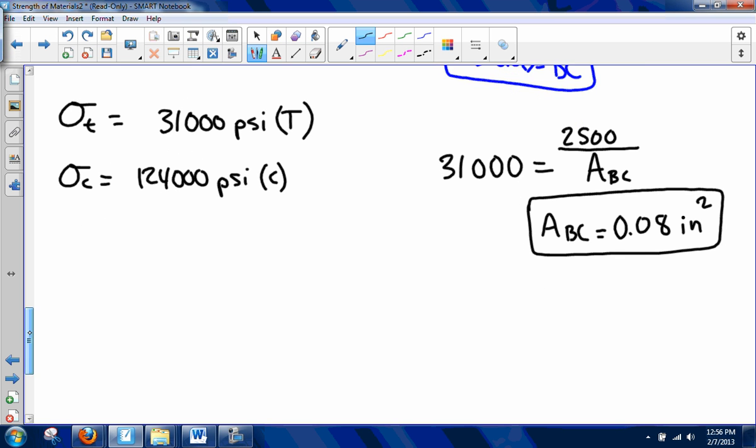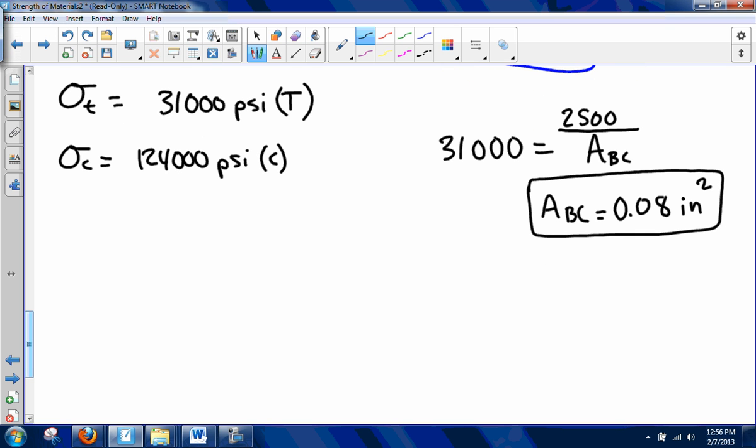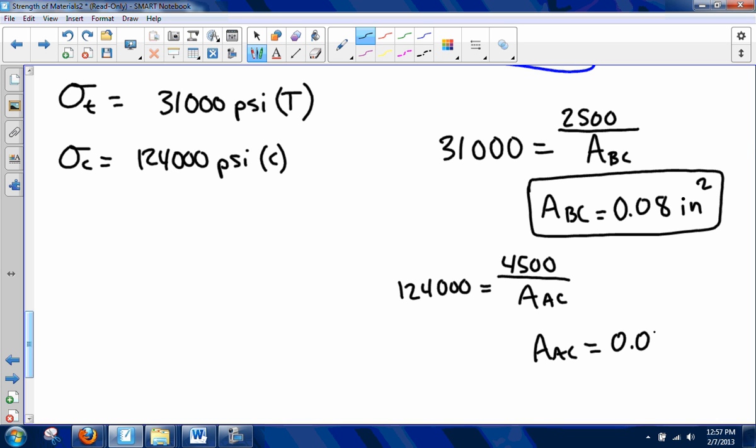The other one we have is for AC, which was in compression, and that was going to be 124,000 is equal to 4,500 divided by A. So this is the area of AC. So I'm going to put in my calculator 4,500 divided by 124,000. I'll get area of AC is equal to 0.04 square inches. And that is this problem.